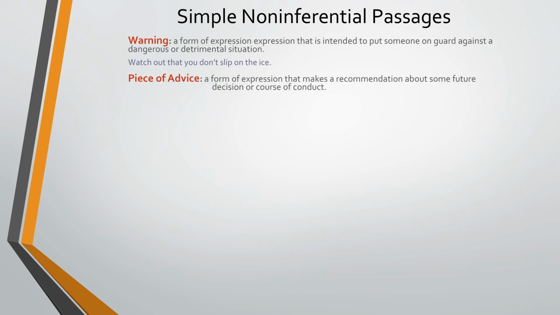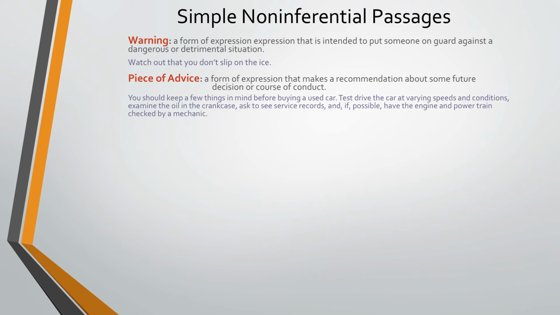A piece of advice is a form of expression that makes a recommendation about some future decision or course of conduct. Let's look at the example. "You should keep a few things in mind before buying a used car. Test drive the car at varying speeds and conditions. Examine the oil in the crankcase. Ask to see service records and, if possible, have the engine and powertrain checked by a mechanic." As with warnings, if there is no evidence that is intended to prove anything, then there is no argument.